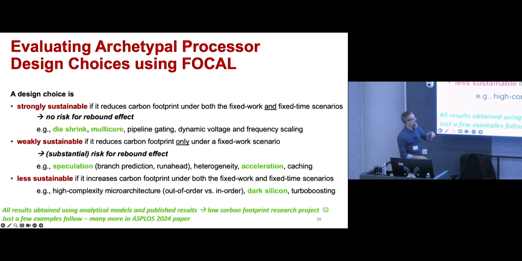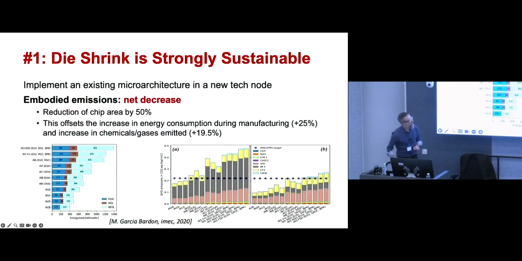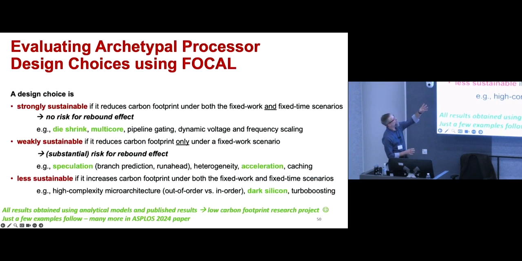And I've been using analytical models and previously published results. This is all available in the ASPLOS 2024 paper. So this was probably the lowest carbon project ever, just using existing results and analytical modeling. So some interesting conclusions. I'm going to go through a couple of these examples. I highlighted them in green, bold text for each of those cases.